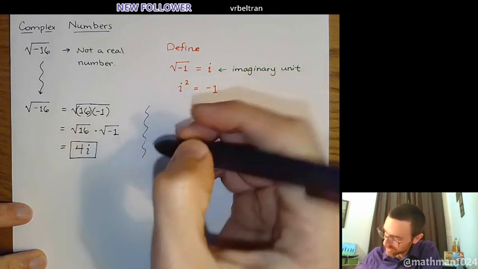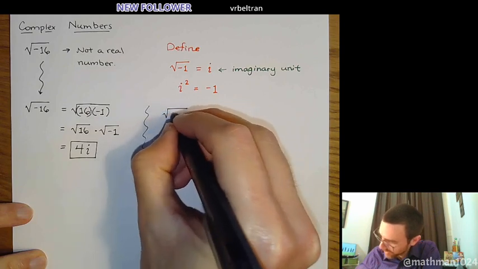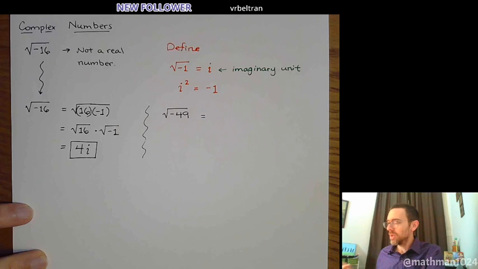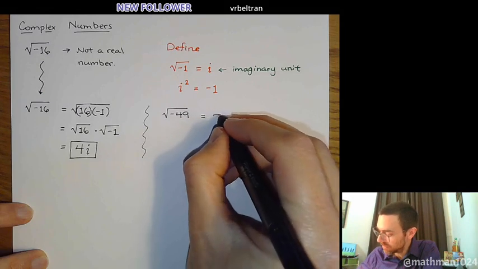Which means, if I were to take the square root of negative 49, first of all, we need to know that the square root of 49 is 7.